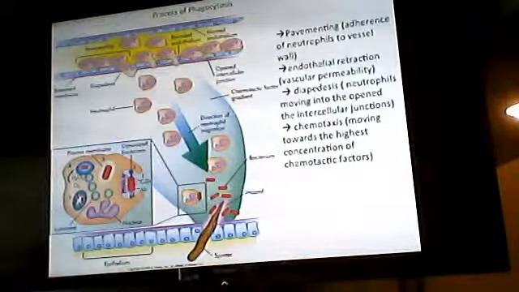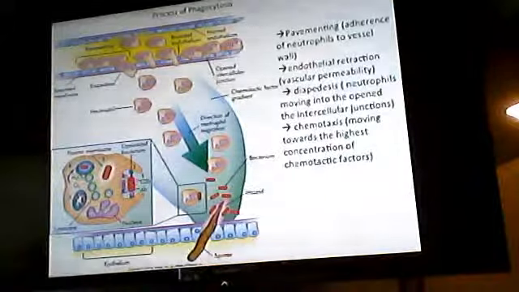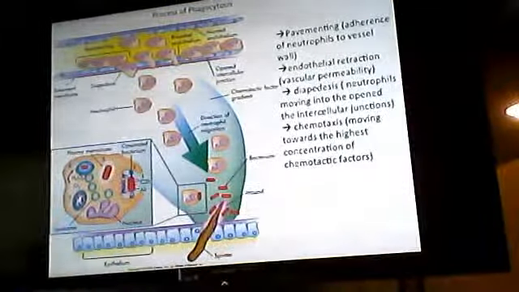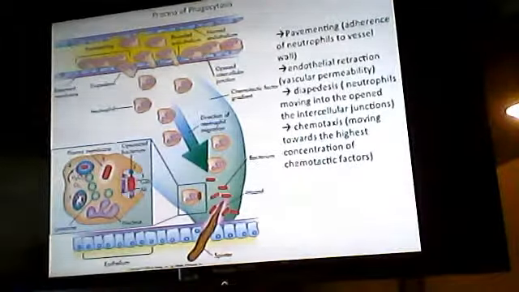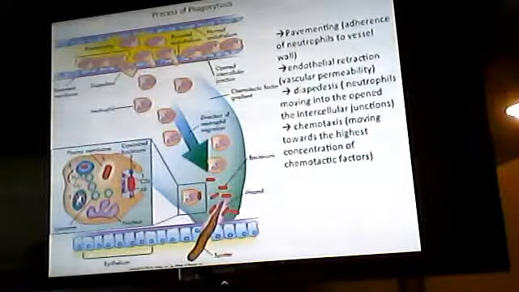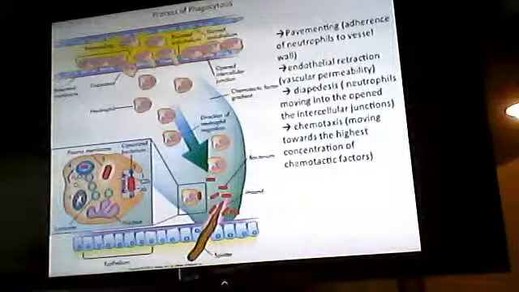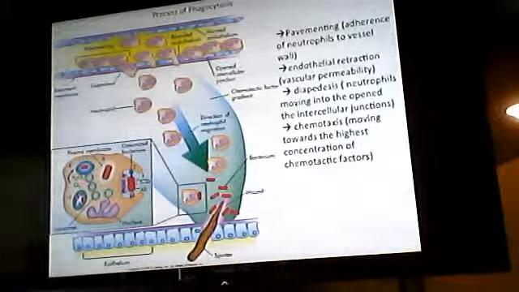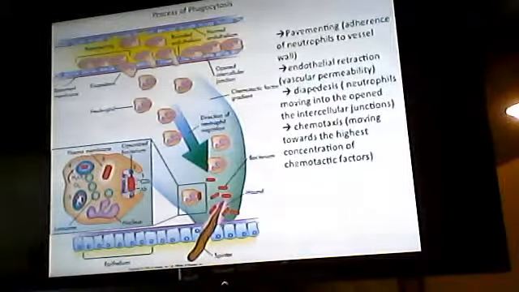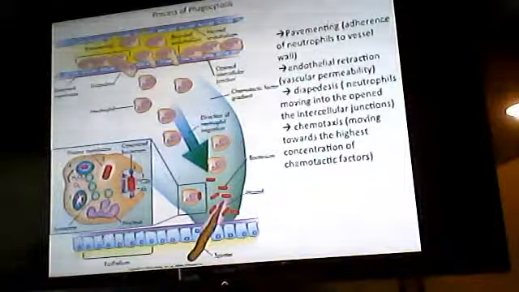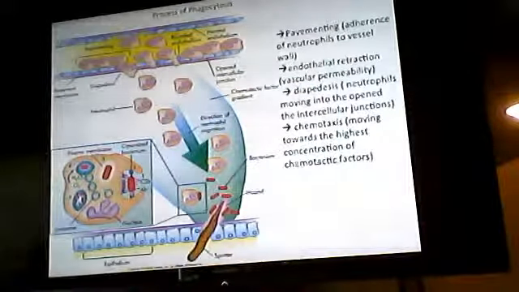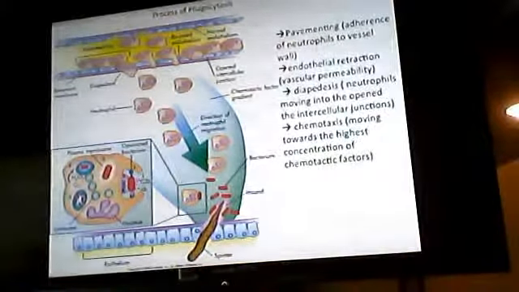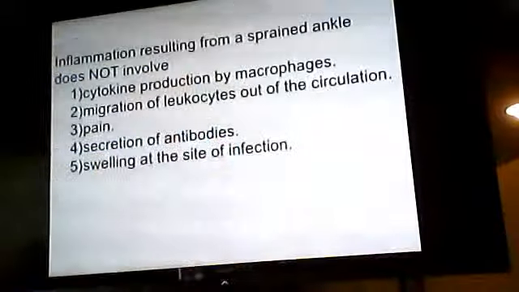So pavementing, they get up close, they're like, okay, where's the problem? Endothelial retraction, your blood vessel cells start to move apart a little bit, or separate so your other helpers can get through. Diapedesis, so they actually are going through, and then chemotaxis, where they go to the highest concentration of these chemotactic factors. Okay.